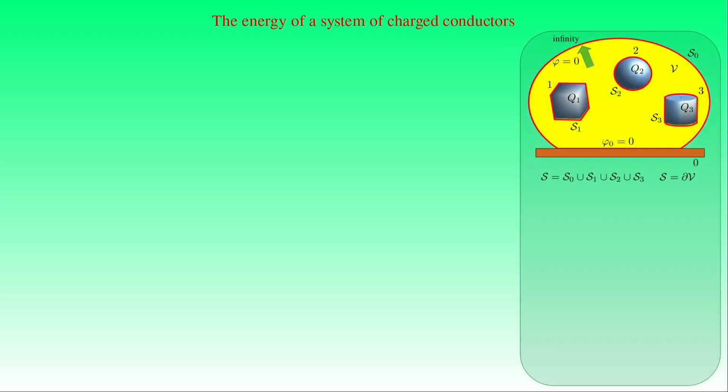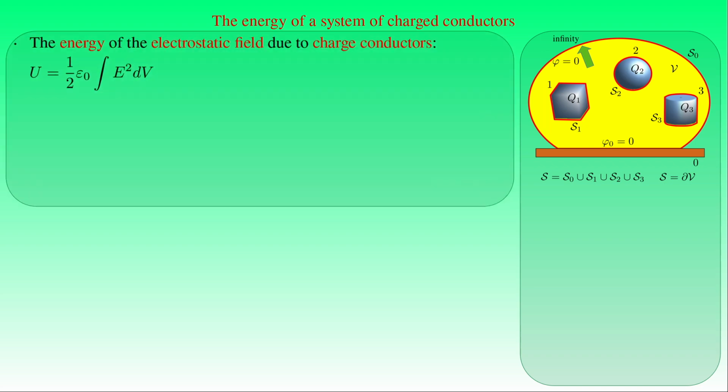Now we determine the energy of a system of charged conductors based on the general formula expressing the energy of an electrostatic field in terms of the field variables, and derive another formula depending on the capacitances of the conductors in the system. We consider a system of charged conductors 1, 2 and so on having the charges Q1, Q2 and so on, where the system is localized and the electric field due to the charges vanishes at infinity. Then the electrostatic energy U of the system is given by 1 over 2 times epsilon naught, times the volume integral of the square of the electric field strength E.